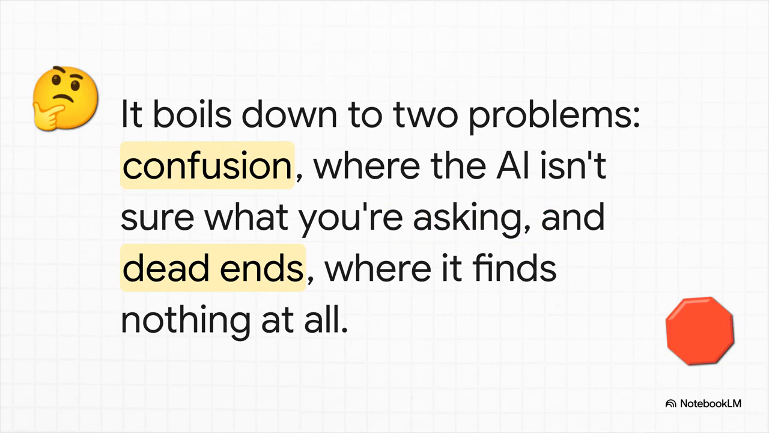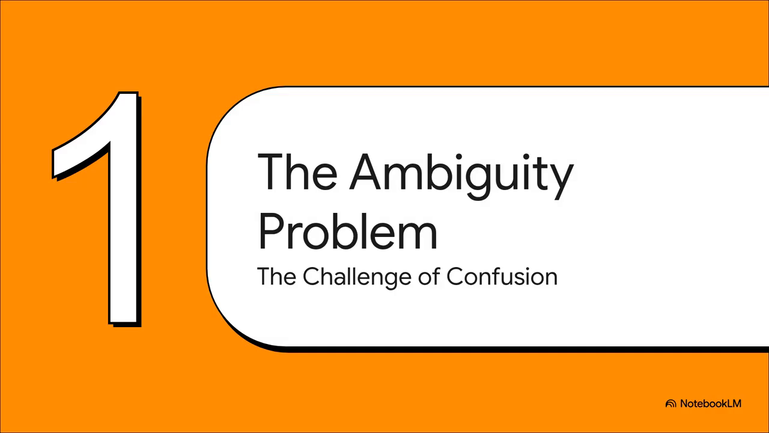So pretty much all of these frustrating moments, they boil down to two core problems. The first one is confusion, which is when the AI isn't really sure what you're even asking. And the second one is the dead end, where it understands you perfectly, but still comes up totally empty. A truly resilient AI has to be built to handle both of these scenarios. Okay, let's tackle that first hurdle, confusion. In the world of AI design, this is what's known as the ambiguity problem. And really, it's all about the messy, imprecise, and kind of chaotic way we humans talk.